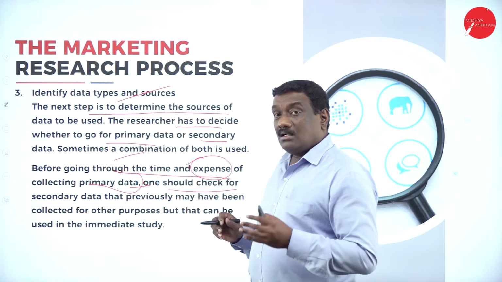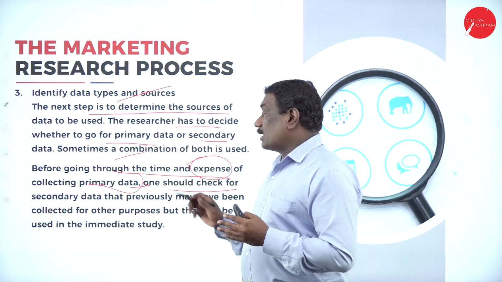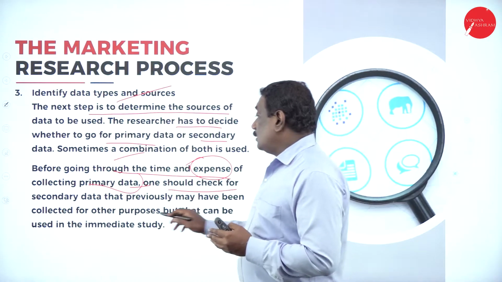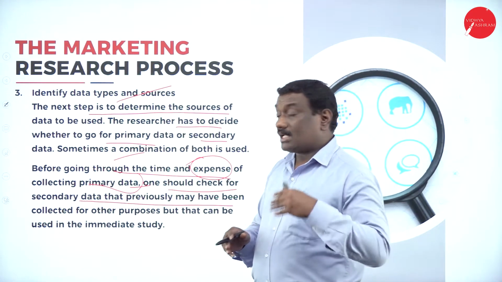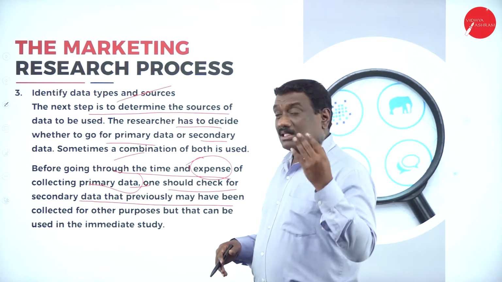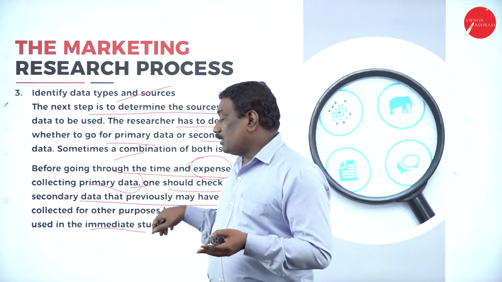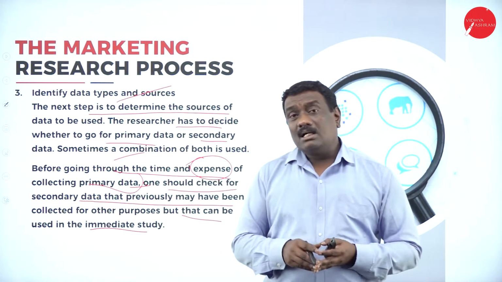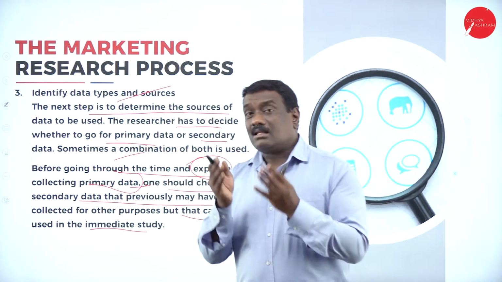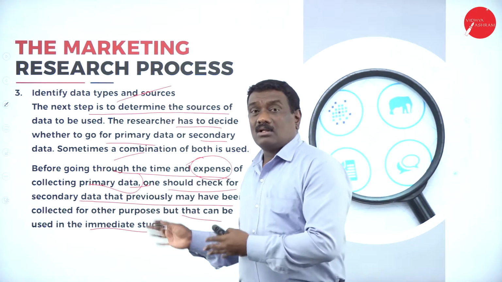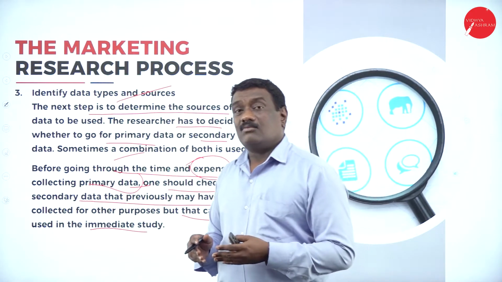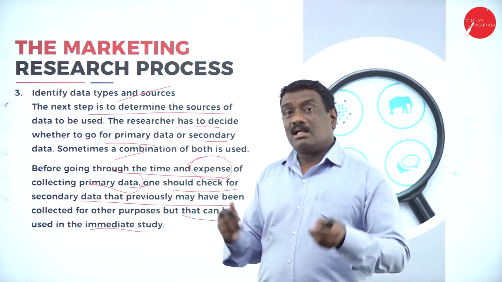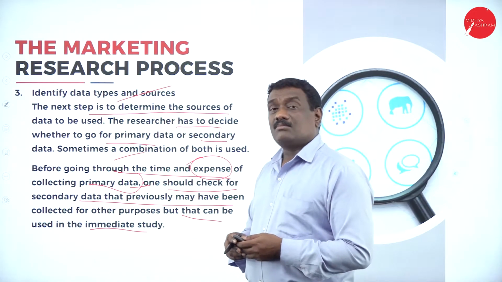Now, one should check. So here the researchers should check instead of collecting this primary data, because it is expensive as well as time consuming, the secondary data that previously might have been collected for some other purpose, right? But that can be used in this immediate study. So the data which has been collected before for some other purposes, that data we call secondary data, and that can be collected and used immediately for the studies also. Whereas with primary data, the researchers would have to spend a lot of time on that, right? And also it becomes more expensive in collecting that information as primary data from various sources.